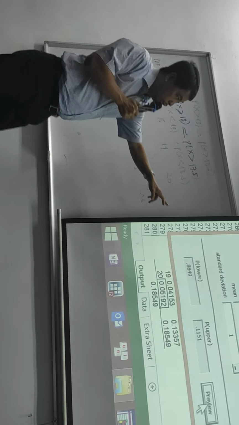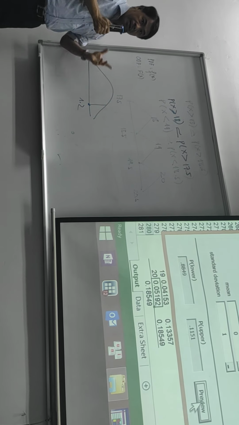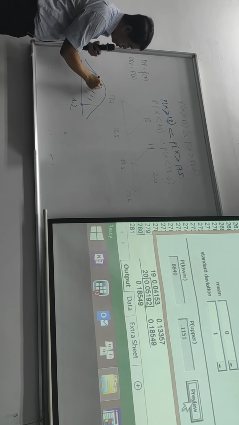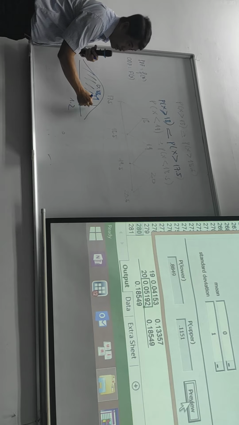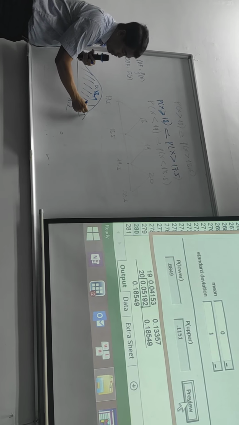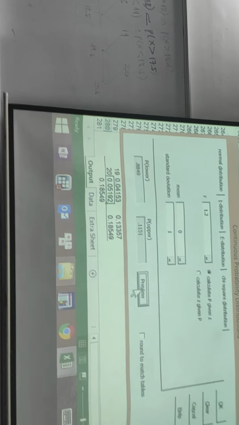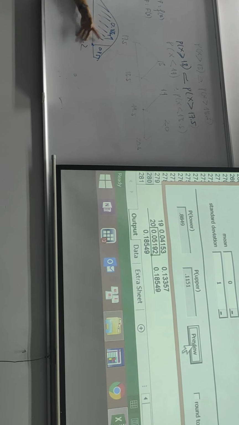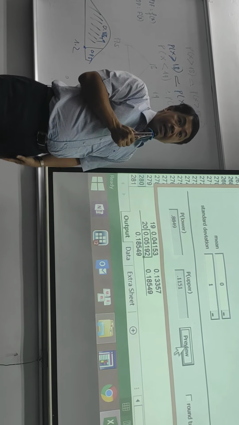So it provides you this value, 1.2. The probability for the lower side in this area is 0.884, and this area is 0.115. If you want to find out the probability greater than z, you take the right side. If you want to find out the probability less than z, you take the left side, the lower side. Get that?